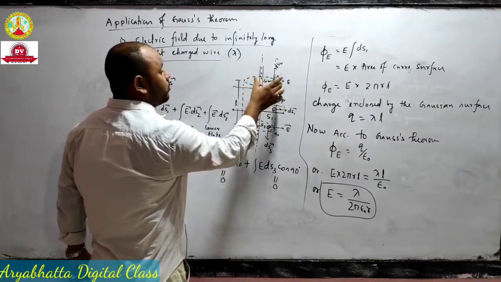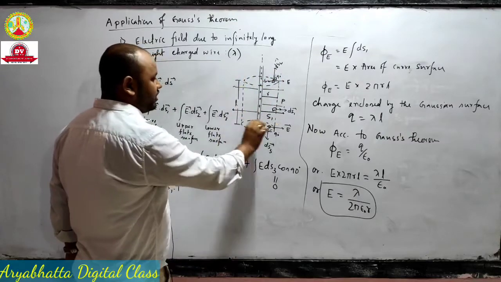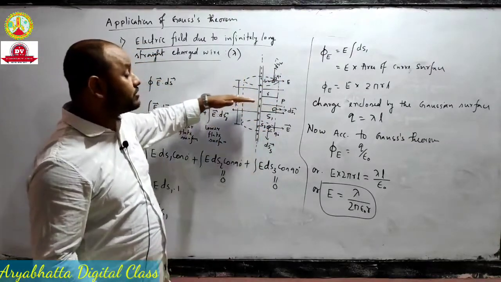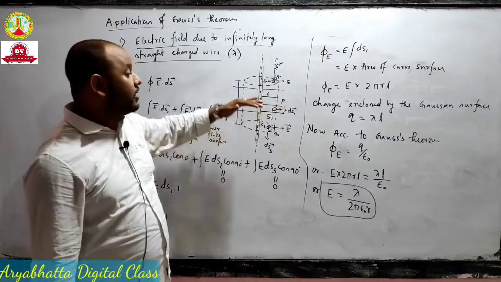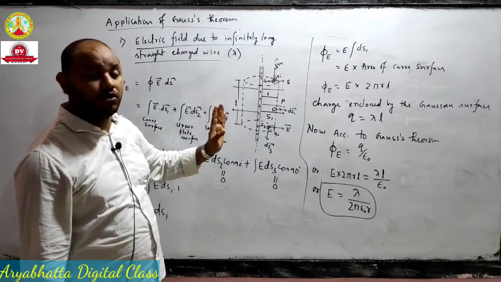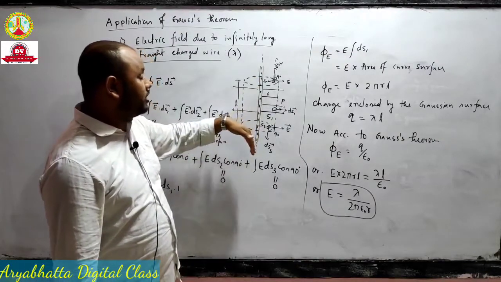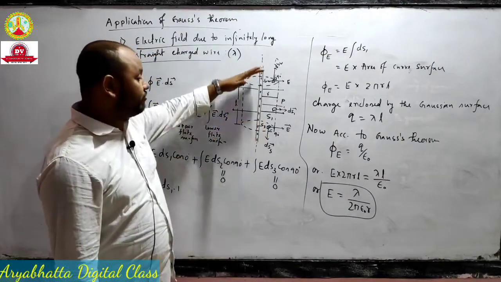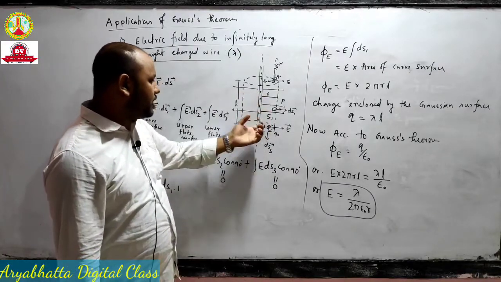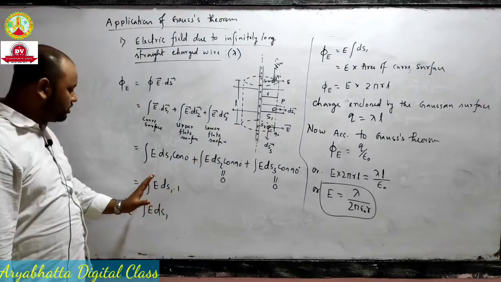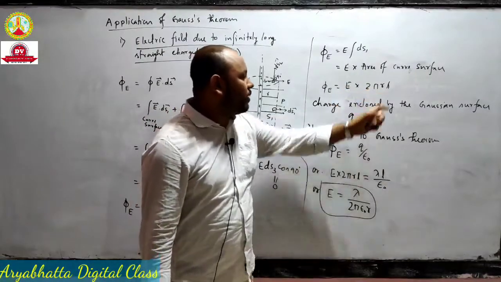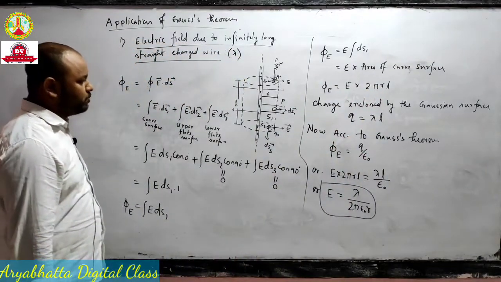This is a cylindrical Gaussian surface of length L and radius R. Electric field lines will pass through the curved surface of the cylinder. You remember, electric field lines are passing only through the curved surface. No field line will cross through the flat surface, so flux through the flat surface will be 0. The flux will only contribute from the curved surface, and the total flux will be E into twice pi RL.